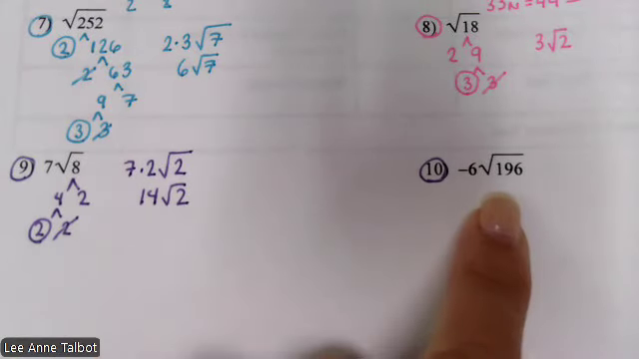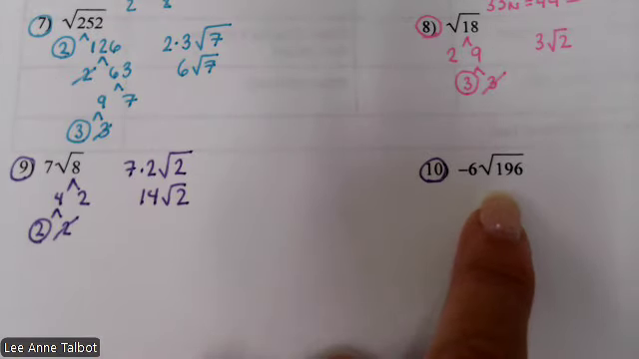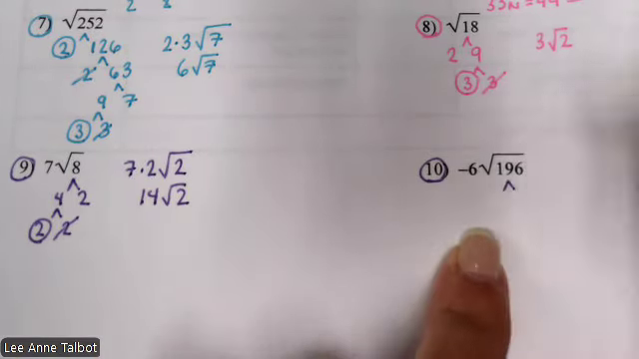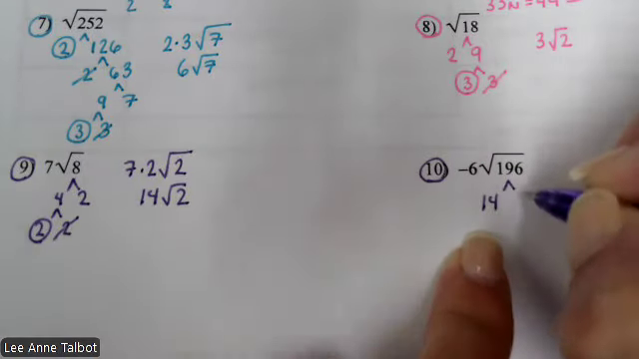Okay, this one's my favorite. 196. What multiplies to be 196? True. All those things are true.